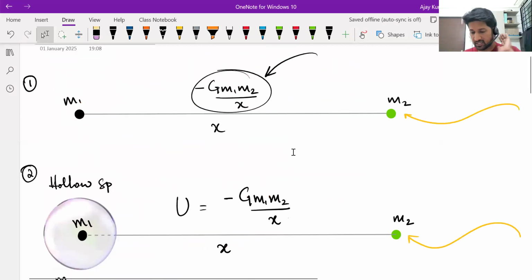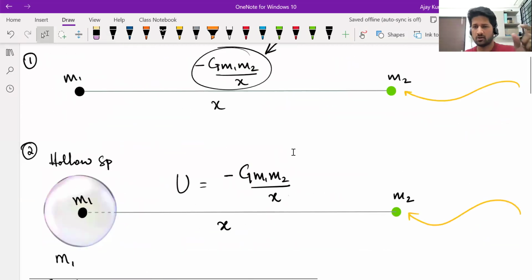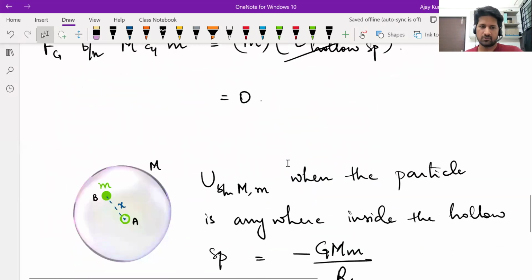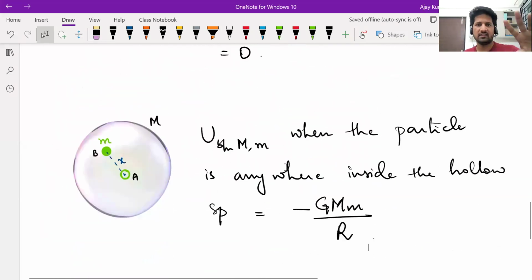So when the particle is outside the hollow sphere, you treat the hollow sphere as a point mass and use the point mass formula for potential energy. When the particle is inside the hollow sphere, the potential energy is independent of where the particle is placed. It's always the same. Okay, it's not zero, but it's always the same. The field is zero, but potential energy will be there. Potential energy is zero only at infinite separation. Note down this result, all of you. Anywhere inside the hollow sphere, the potential energy is minus GMm by r.